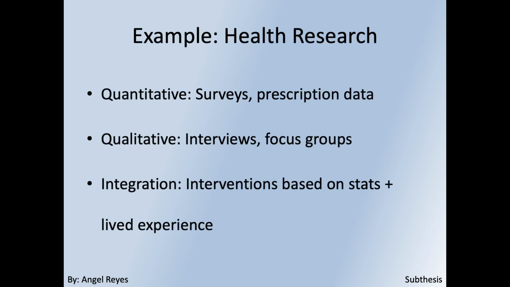In health research, pragmatism and mixed methods have gained significant traction. Consider a study examining medication adherence among patients with chronic conditions. Quantitative components might include surveys measuring adherence rates and analysis of prescription refill data, providing statistical patterns and correlations. Qualitative components could involve interviews and focus groups exploring patients' lived experiences, barriers to adherence, and decision-making processes.